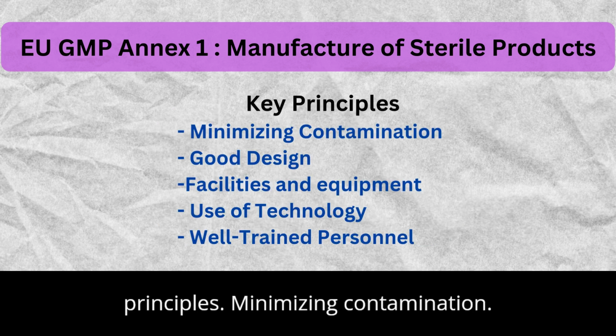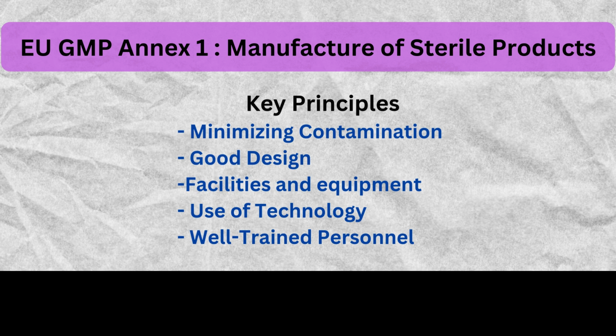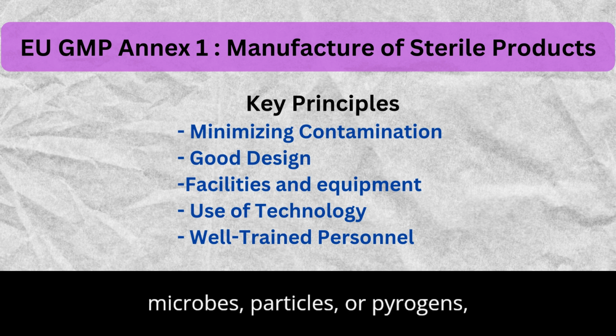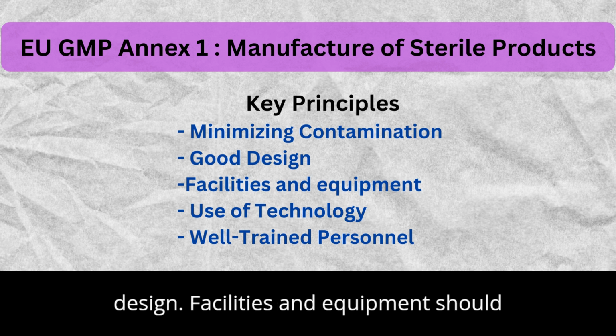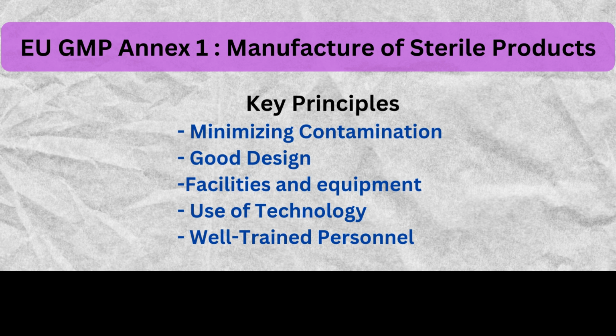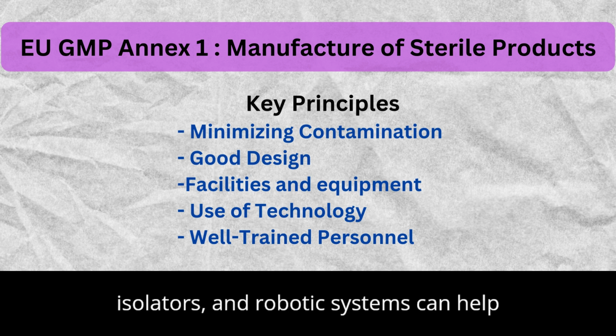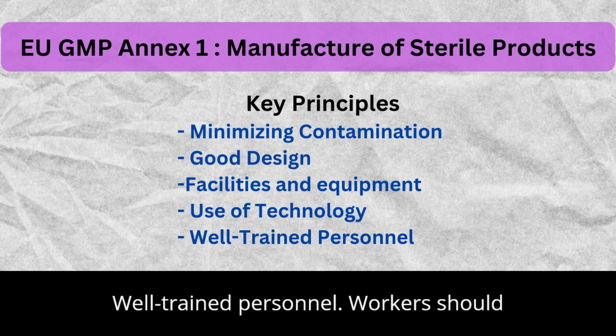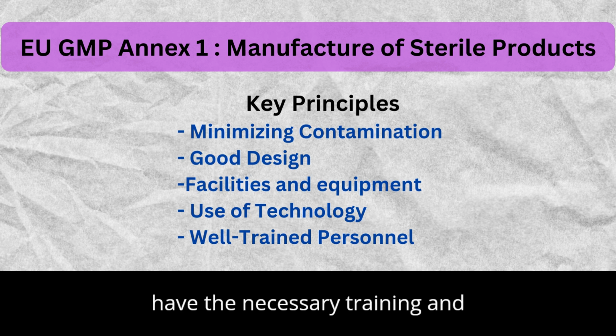2. Key principles: Minimizing contamination. Sterile product manufacturing must follow strict rules to avoid contamination from microbes, particles, or pyrogens, substances that cause fever. Good design: facilities and equipment should be well designed to protect products during manufacture. Use of technology: technologies like restricted access barrier systems, RABS, isolators, and robotic systems can help maintain cleanliness and sterility. Well-trained personnel: workers should have the necessary training and experience to handle sterile products correctly.